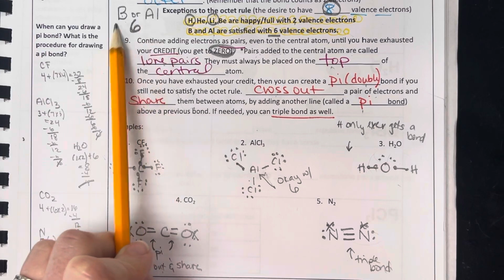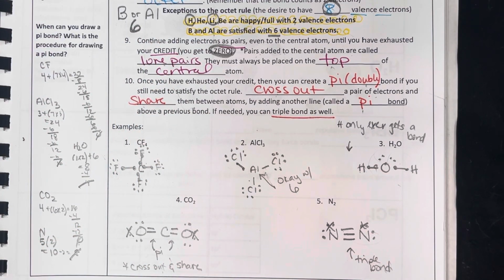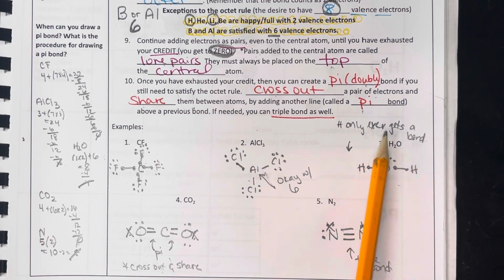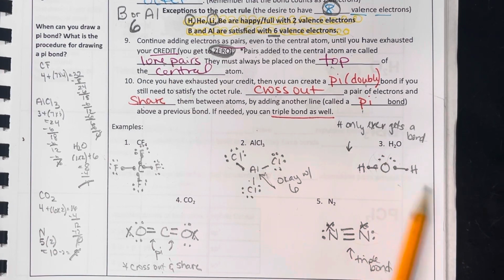Don't forget that exception of B and Al being happy with 6 electrons, and the fact that hydrogen can only ever get a single bond. It can never be in the middle. It can never get any dots. If you do not have a satisfied central atom, you've got to cross out and share and kind of do that from either side until you get the answer that you want.